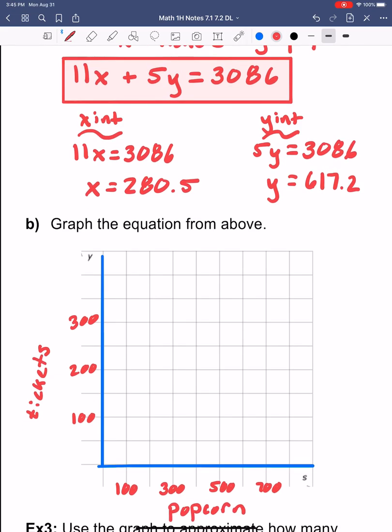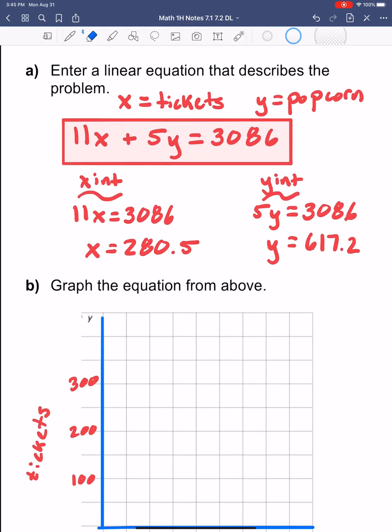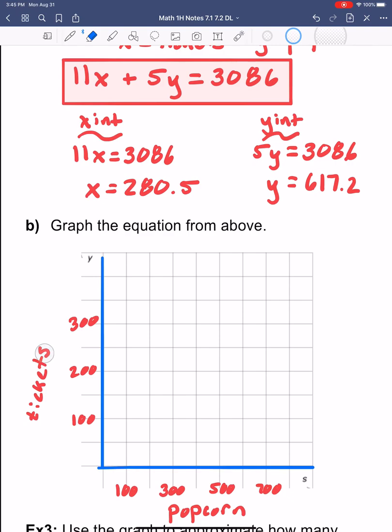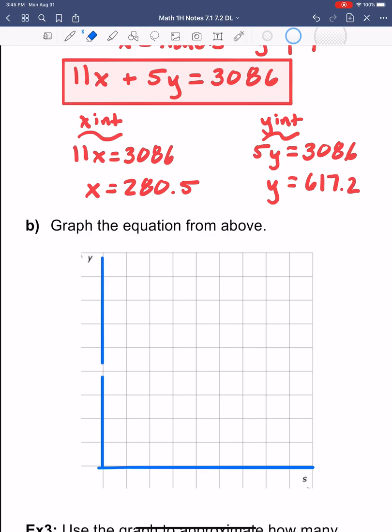Notice again, I've already went ahead and labeled my axes here. Okay, we've got tickets and we've got popcorn. And you know what I need to do here? I actually need to flip-flop these around, right? Because we have x as the tickets, so that should be on the x-axis. So let's go ahead and do that together then. So the x is the tickets on the x-axis.